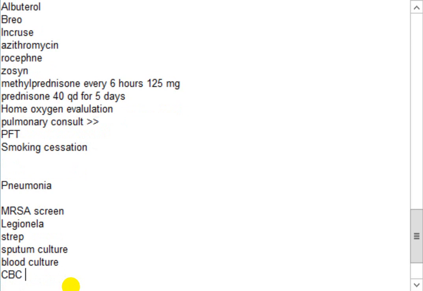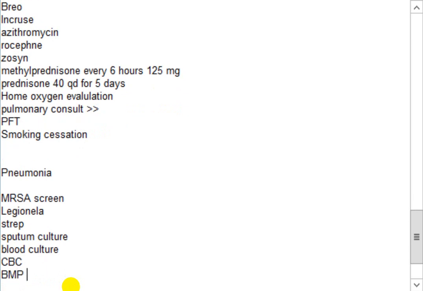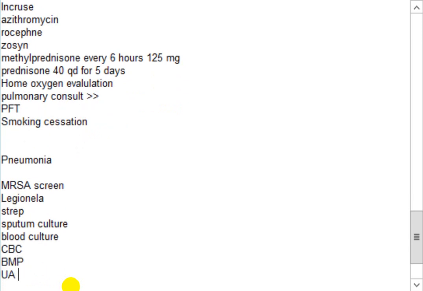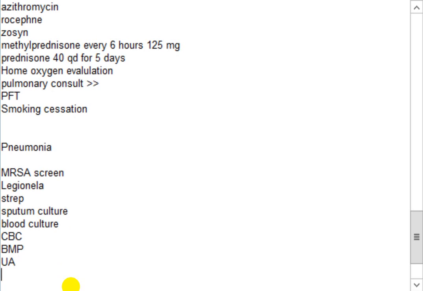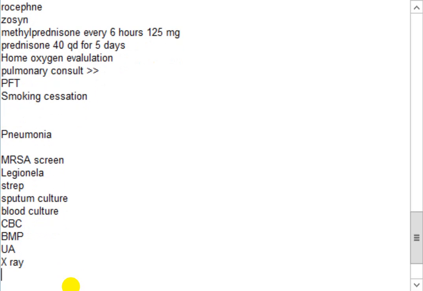And you can do CBC, BMP, urinalysis with urine culture if you suspect some sort of UTI. Then you can do chest CT if you think it's a post-obstructive pneumonia, or the X-ray showed some sort of obstruction. You can do CT chest if they're acutely ill. It's just like a UTI. If there's no improvement, you can do an abdominal CT. This is the same thing as well. You can do that because it could be cancer, okay?